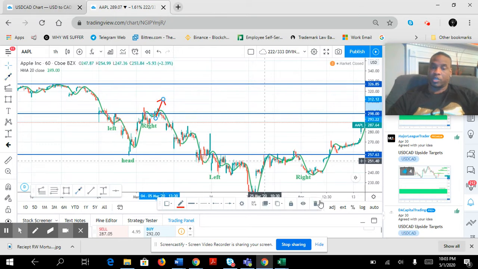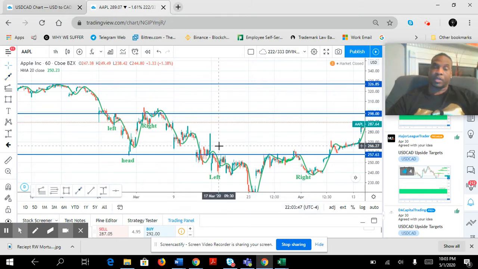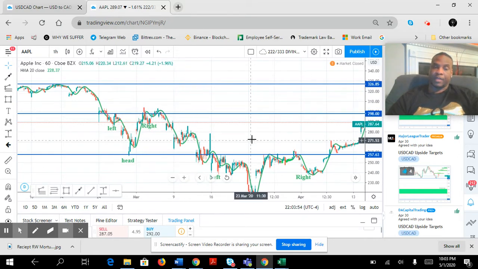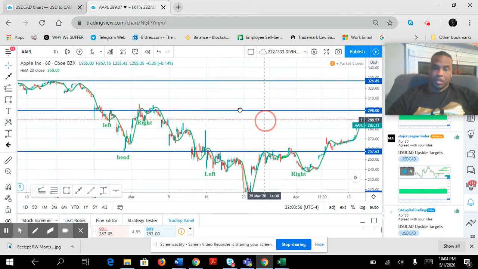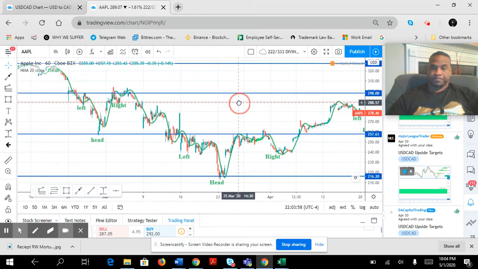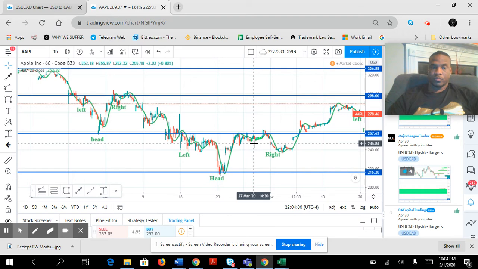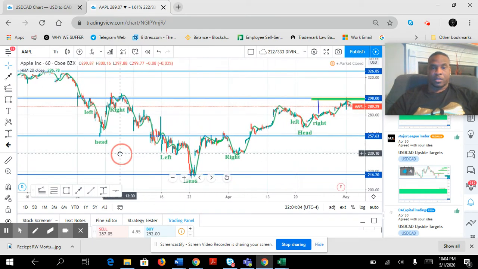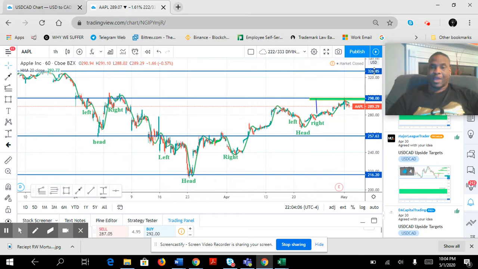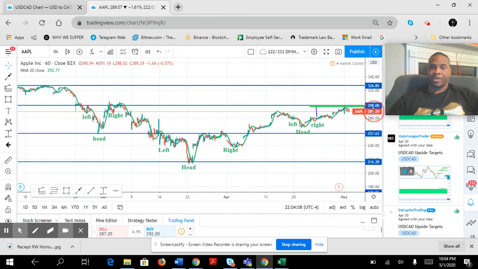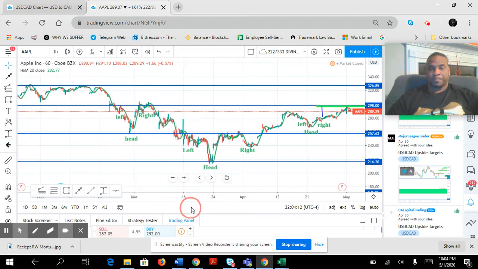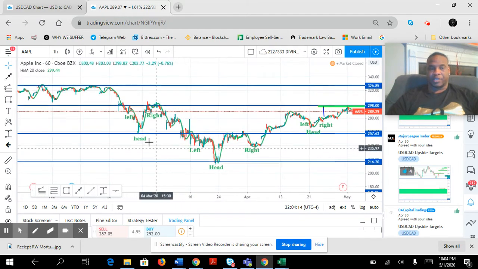All right, so you clearly see we had a head and shoulders pattern. I mean, an inverse head and shoulders. It didn't push higher. It failed, came back down. But if we really want to look at this, now let's zoom it out. Go a little bigger. Let's go a little bigger.